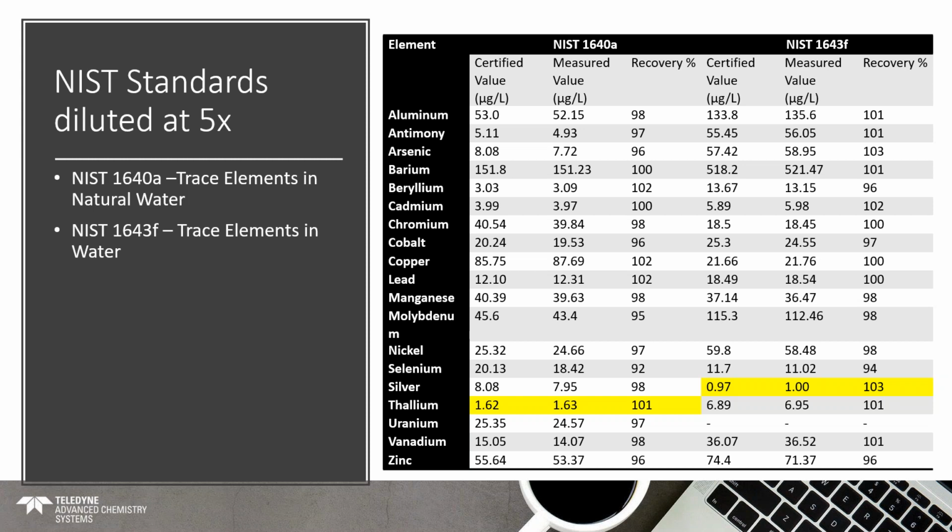Particularly of note, thallium, it's highlighted there on 1640A and silver in 1643F. They both had really excellent recoveries, and that's despite having a known concentration that was actually lower than our lowest curve standard. So the SimPrep was able to prepare this 5x dilution very, very accurately and provide these excellent recoveries.